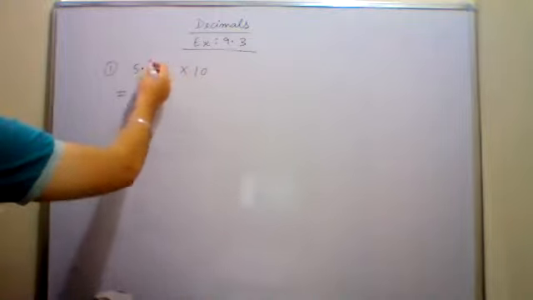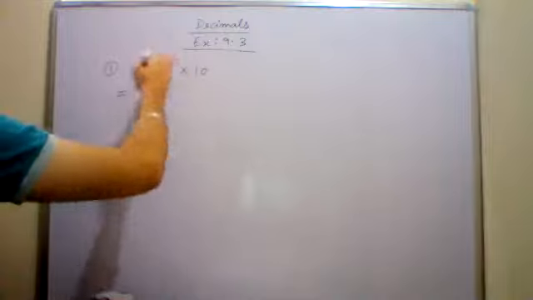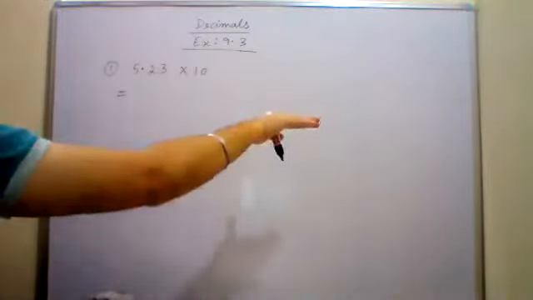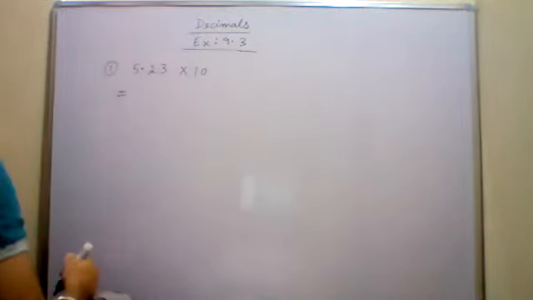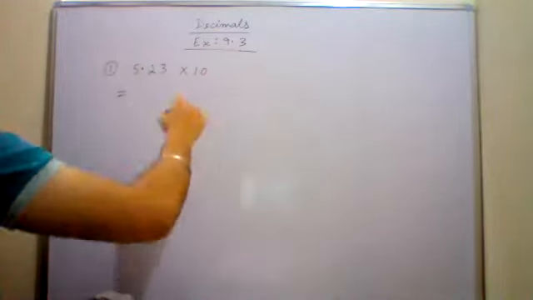If you are multiplying a decimal number by 100, it will move two places to the right side. And if you are multiplying by 1000, it will move three places to the right side.